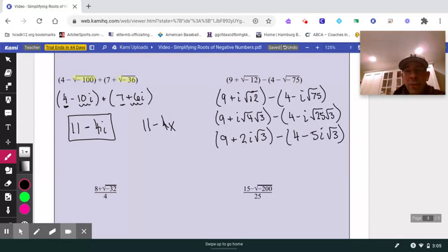And again, with some more practice, I think you're going to be able to skip some of those steps. But when you're first learning how to simplify these radicals, I think it's beneficial to just take your time and show as much work as you can.